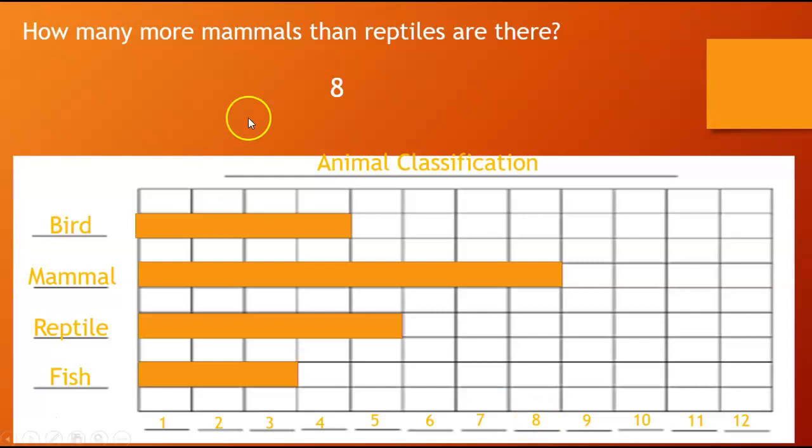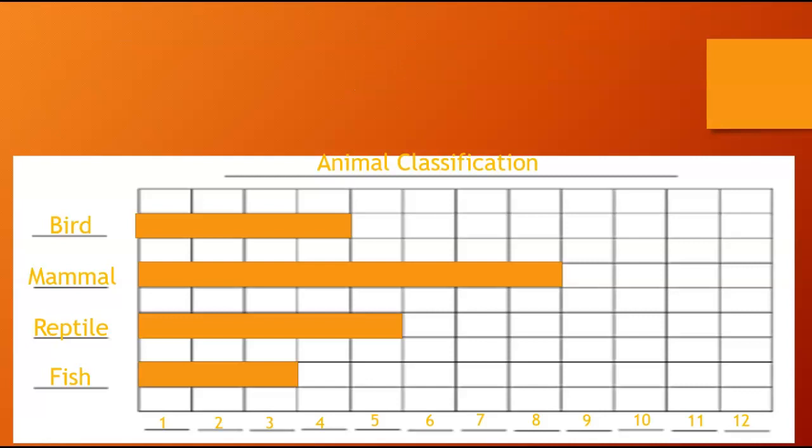And are we going to subtract or add? It says how many more. That means we need to subtract. So we're going to take the 8 mammals minus reptiles. How many reptiles do we have? 5. So minus 5 equals, what is 8 minus 5? You said 3. Give yourself a kiss on the brain. Good job.